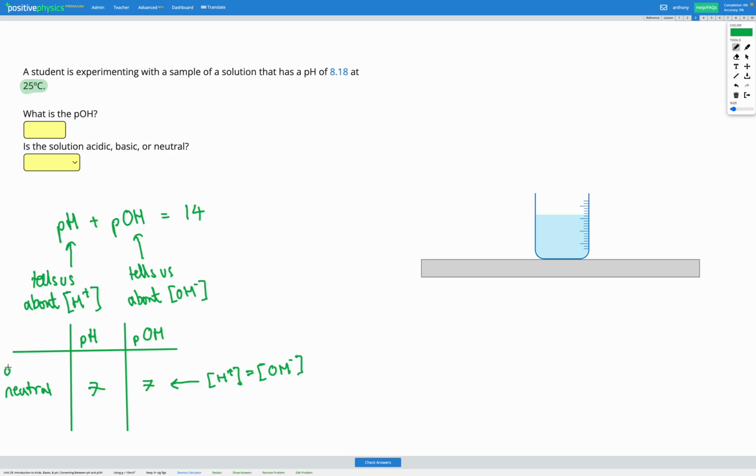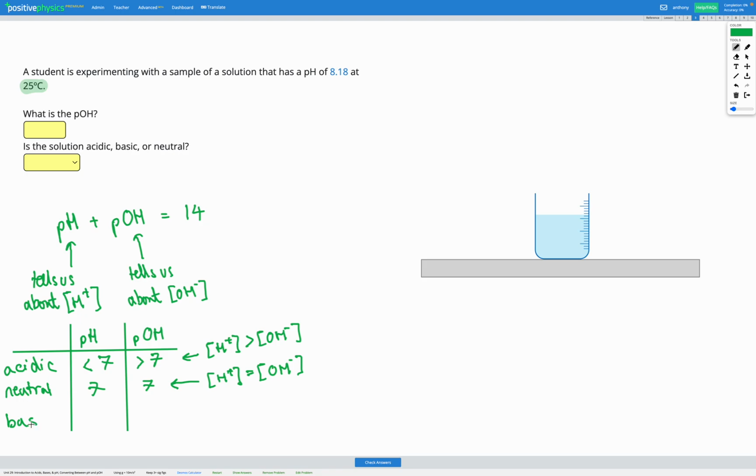In an acidic solution, our pH is less than 7. Because it's a logarithmic scale, a small number for pH tells us we have a higher concentration of H plus ions. Now, according to our equation here, pH plus pOH equals 14. So if our pH is less than 7 for acidic solutions, our pOH must be greater than 7. That tells us that the concentration of H plus is greater than the concentration of OH minus.